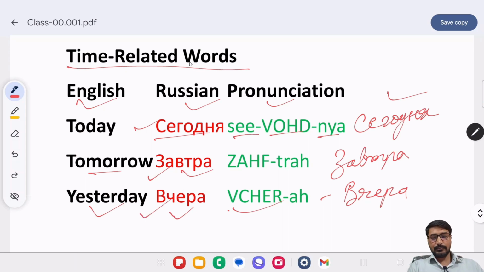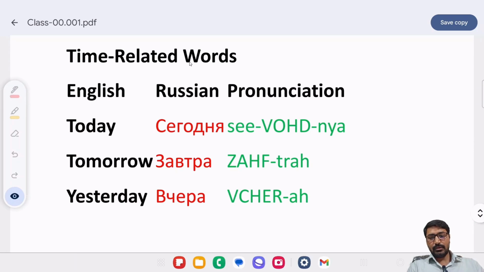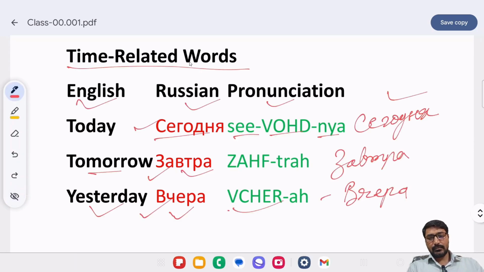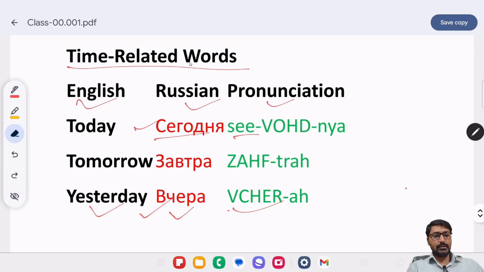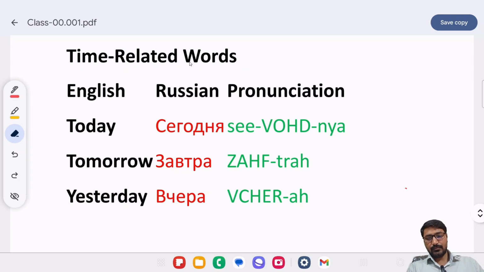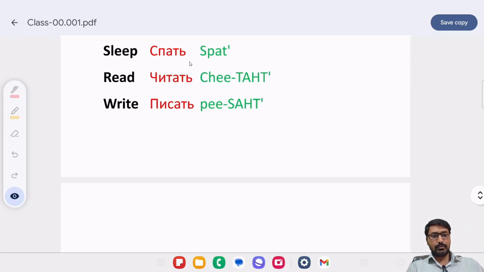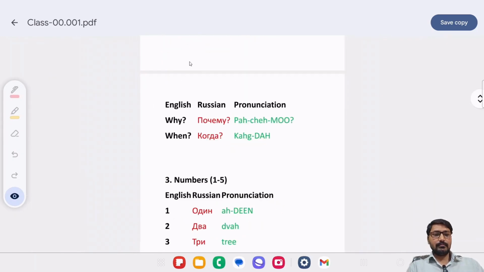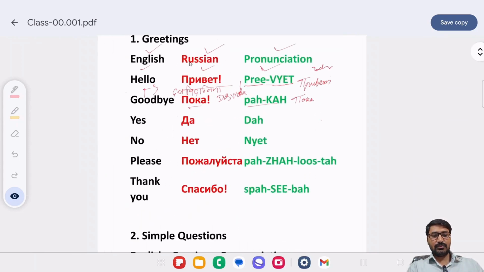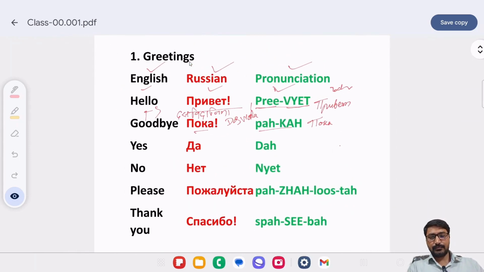Just again, I'm going to repeat it quickly. Let's see. Pronunciation in the fast way, how I'm going to pronounce all. See, first of all, the Russian word is there.